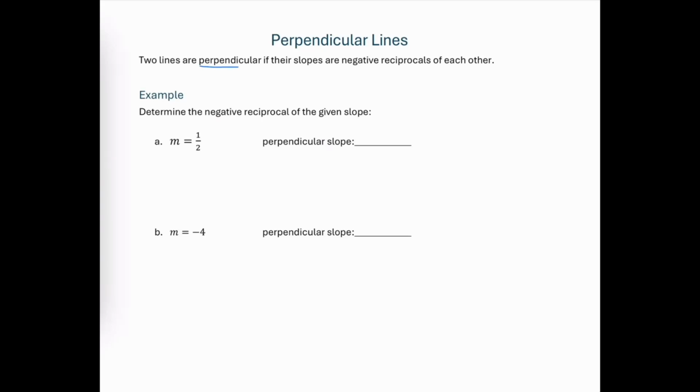Two lines are said to be perpendicular to each other if their slopes are negative reciprocals of each other. Before we begin with this example, let's just get a visual of what perpendicular lines are going to look like. Perpendicular lines intersect at an angle that is 90 degrees.